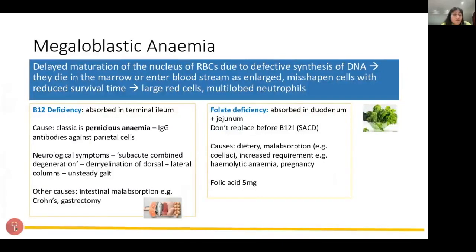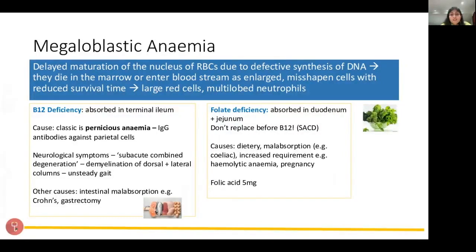And then if you've got very severe cases of B12 deficiency, very rarely you can get neurological symptoms. So, you'll often hear about subacute combined degeneration of the spinal cord, which is where your dorsal columns undergo demyelination, and that can cause a range of neurosymptoms. So things like unsteady gait, loss of proprioception, etc. And then we've talked about malabsorption, so Crohn's, gastrectomies, etc.